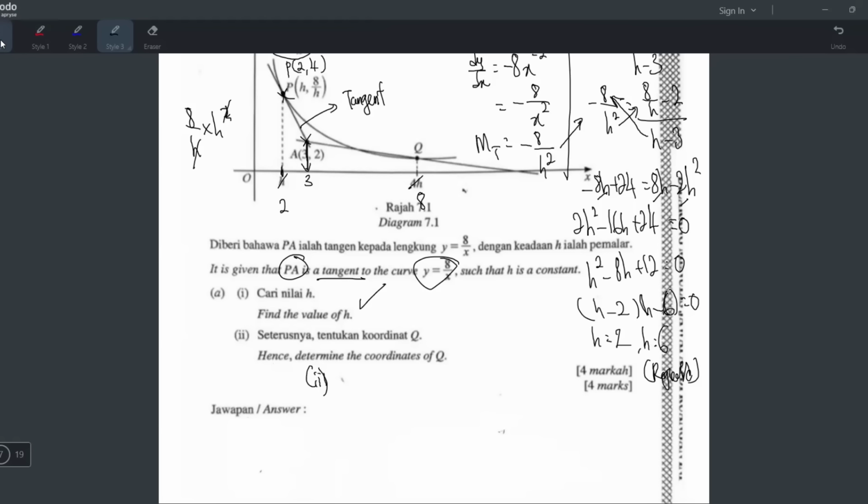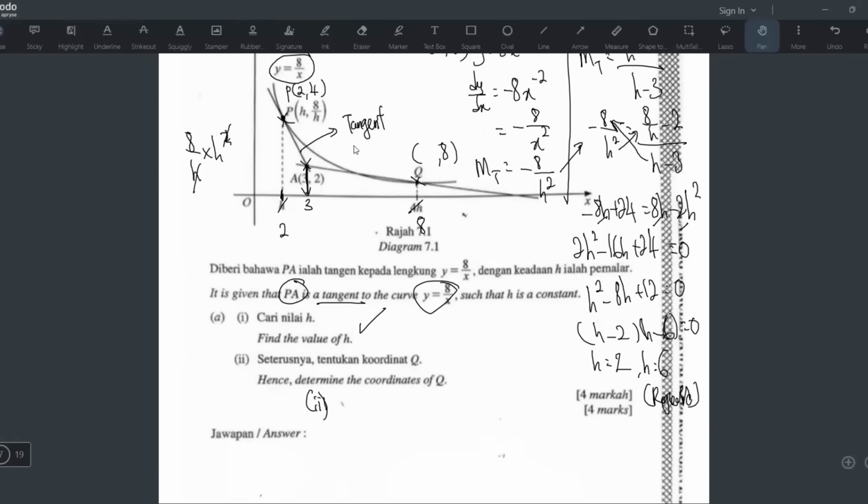Determine the coordinates of Q. Okay, coordinates of Q is this. Actually, I know the y coordinate is 8 already for point Q, right? But the problem is how to find the x coordinate. Okay, can we sub inside the equation of this line? Cannot, because we don't have the equation of that line. But what if I find the equation of this line? Not possible also, right? Because this line, we don't have the gradient.